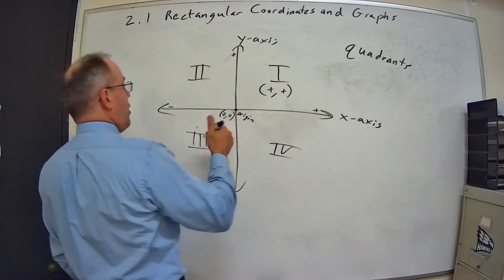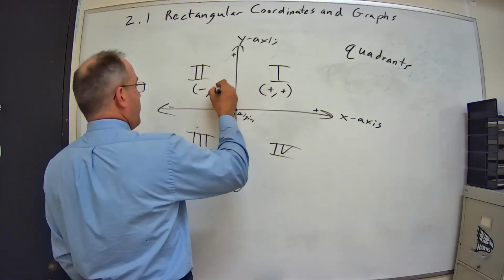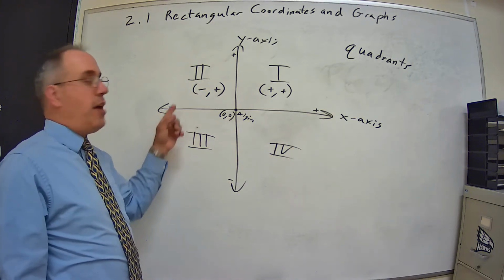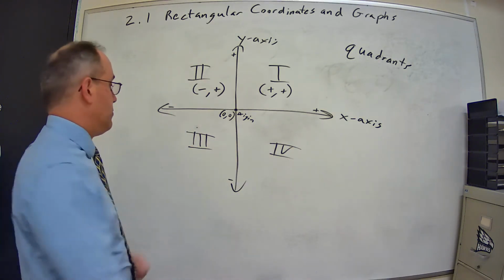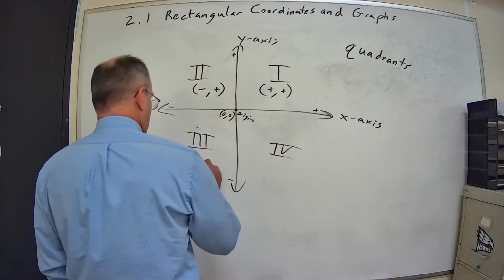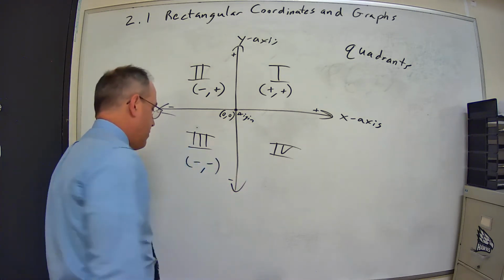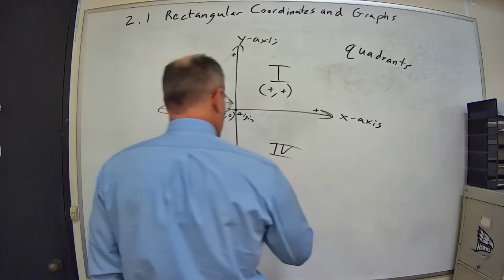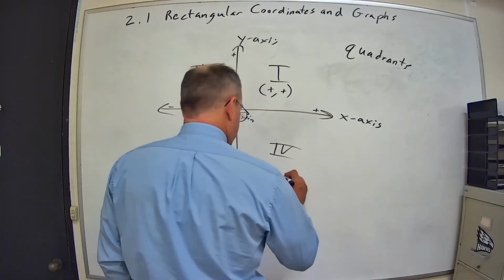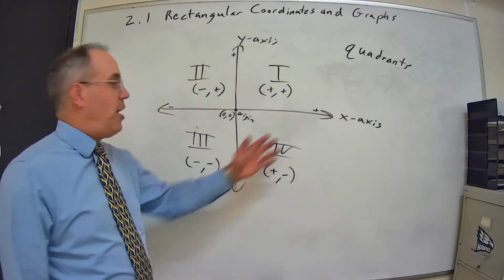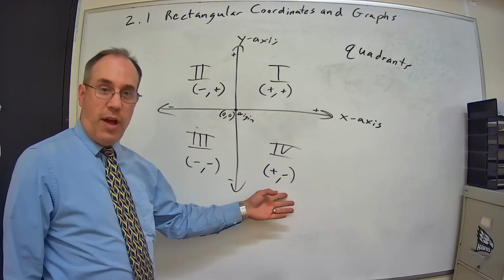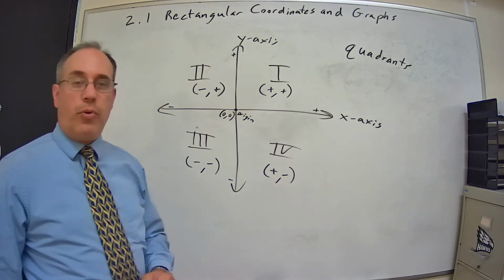In the second quadrant, be negative, positive. Negative x value, but a positive y value. In the third quadrant, they are both negative. A negative x and a negative y. And in the fourth quadrant, positive, negative. The x value is positive, we're back on the right side of the plane, but our y value is negative, we're in the bottom portion of this.